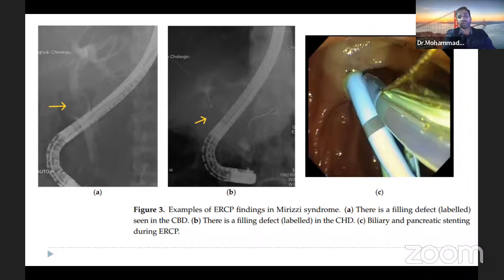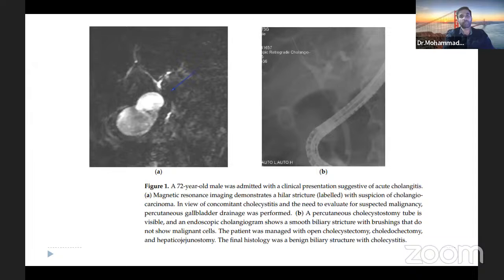ERCP findings here show a filling defect in the CBD. There's a filling defect in the CHD and biliary tree during ERCP. This is another case of Mirizzi syndrome, showing the gallbladder compressing the CHD with a fistula.